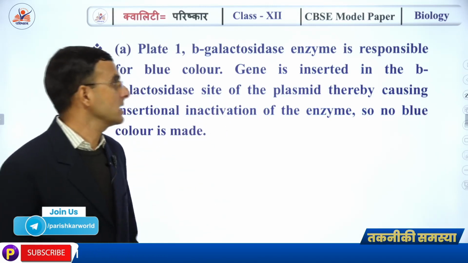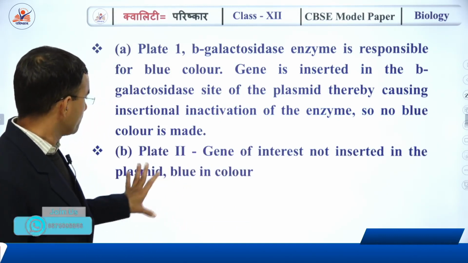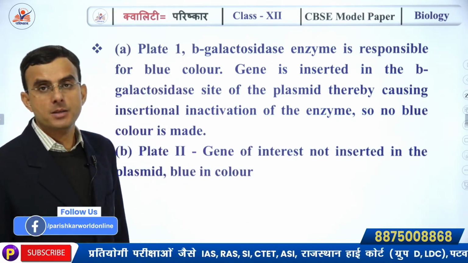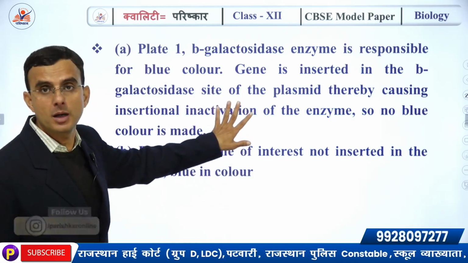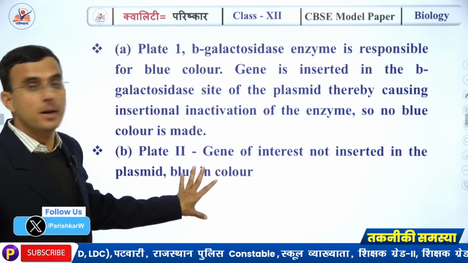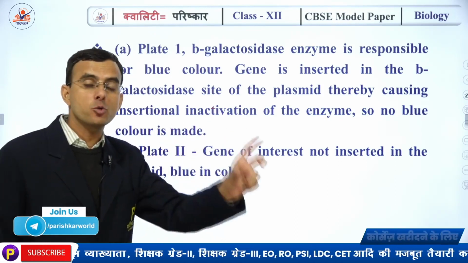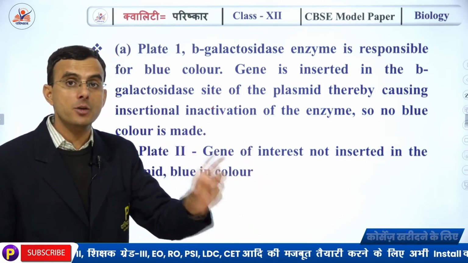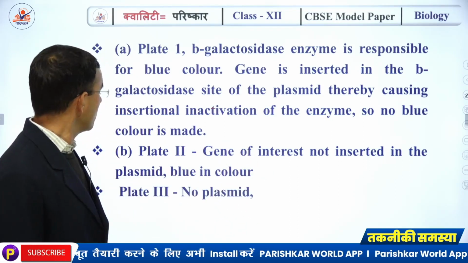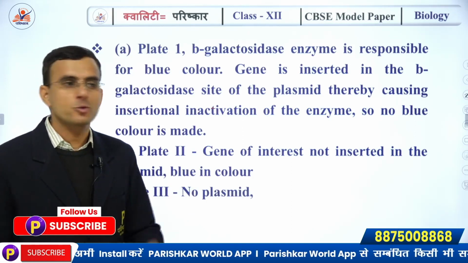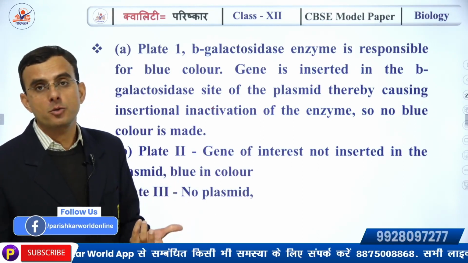So because of that reason, if you are inserting that gene into the beta galactosidase, then in the first plate the gene is inserted, and that plate is not able to develop the blue color. In the second plate there is no insertion of the foreign DNA into the beta galactosidase, so it is able to develop the blue color. In the third plate there is no plasmid. So if the plasmid is not present, then there is no beta galactosidase gene.